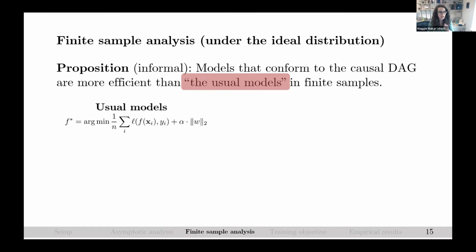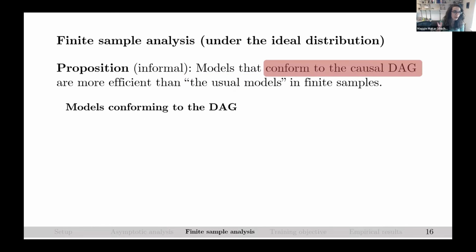What do I mean by the usual models? I mean models that are minimizing something like the prediction loss and some penalty to constrain the complexity of the function space, like an L2 regularizer or an L1 regularizer or dropout, or any of those tricks that we typically use to constrain the size of the function space.